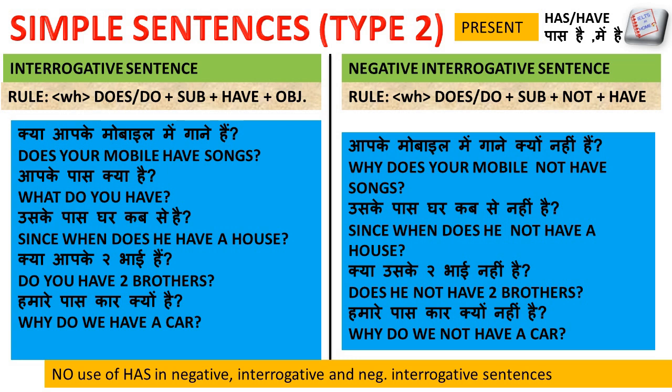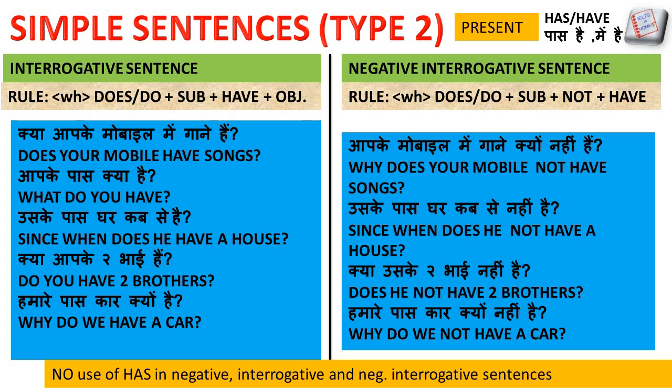So here, क्या आपके मोबाइल में गाने हैं? Does your mobile have songs? When the answer is yes or no, we are not using the WH family. The next example is आपके पास क्या है? What do you have? Because you is plural, we use do. And उसके पास घर कब से है? कब से means since when. Since when does he have a house? Because he is third person singular, we use does. House is an object.